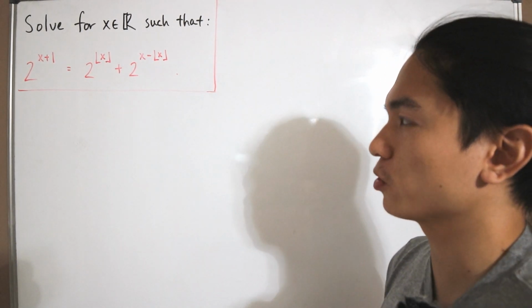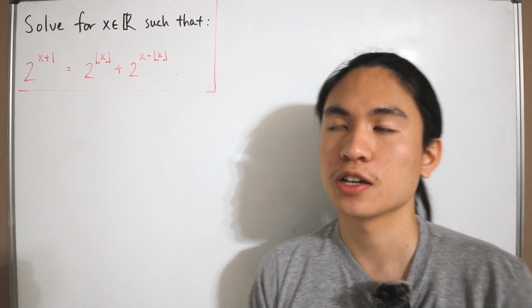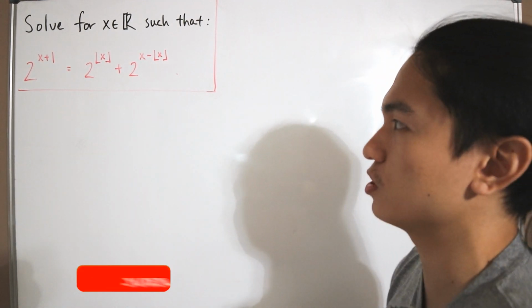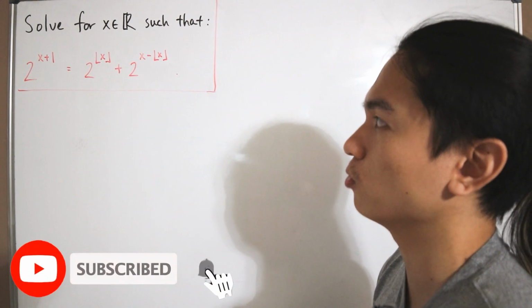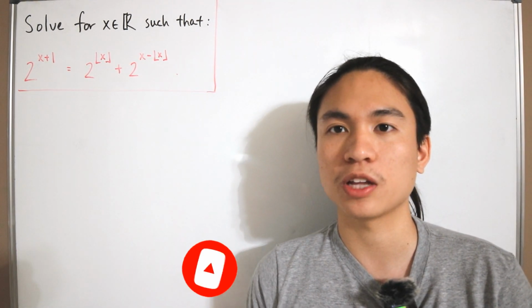Here's a quick floor equation problem we would like to solve, and that is to find all real numbers x such that 2 to the power x plus 1 is equal to 2 to the power the floor of x plus 2 to the power x minus the floor of x. It's pretty simple there. It's actually really quick.